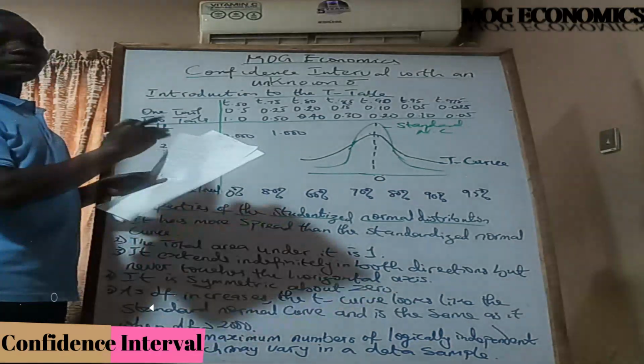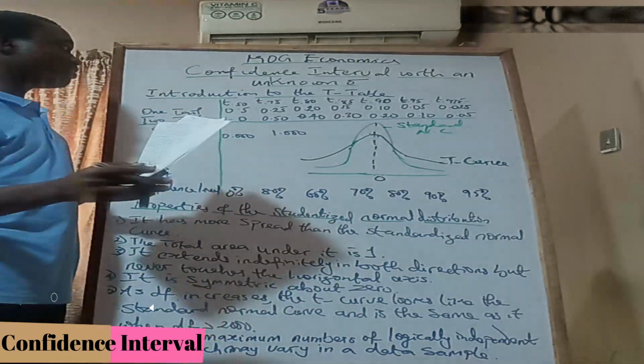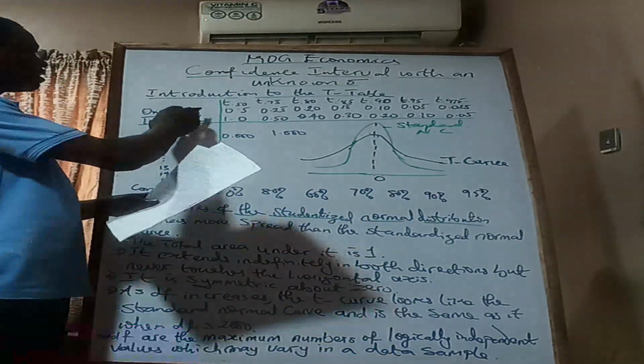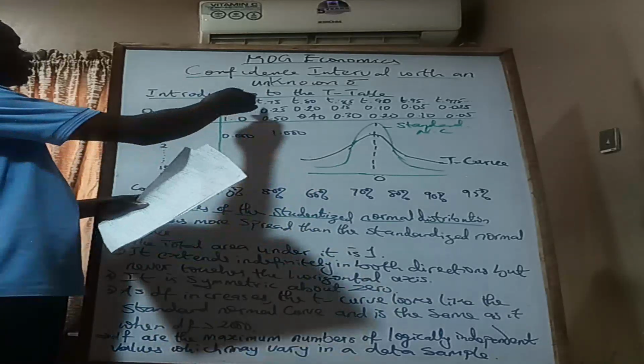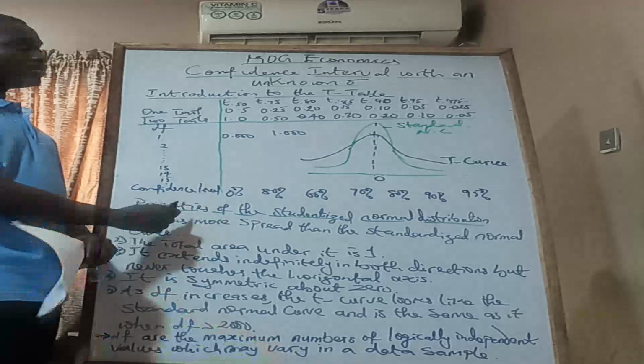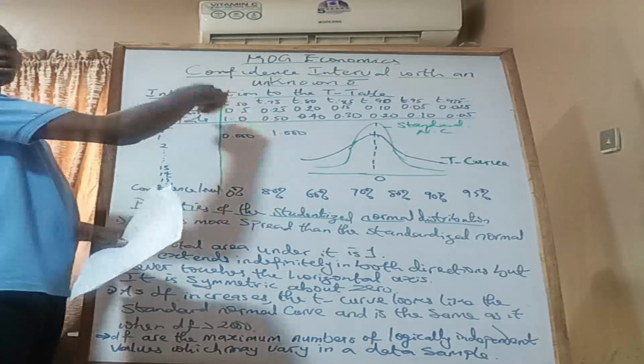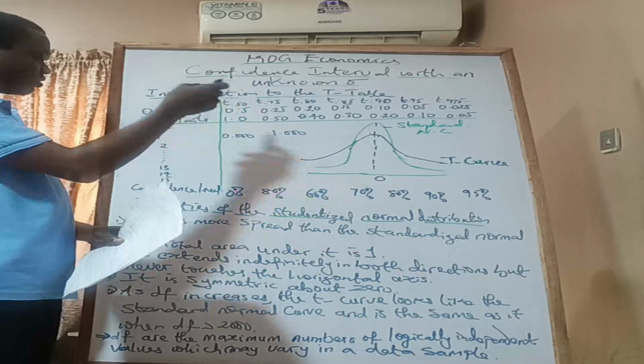But here, the values represent the areas to the right of the T curve. So that's one thing that we should also note. Then we have this T.50, T.75. What do all of those mean? I've written the confidence level here. So T.50, now this is 50%. 0.5 multiplied by 100, that's 50%.